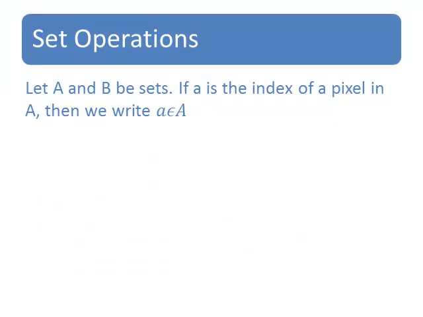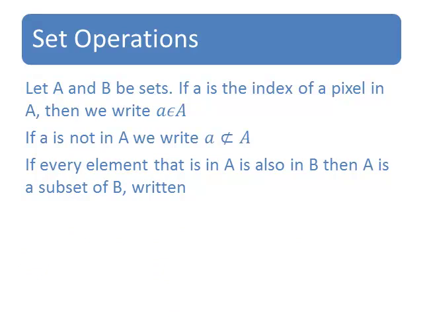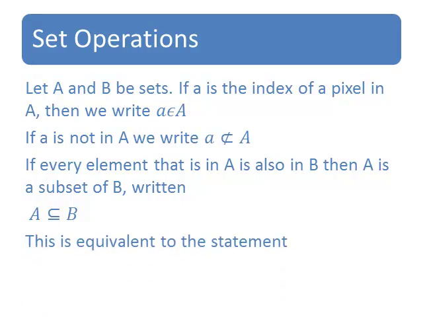Set operations. Let A and B be sets. If a is the index of a pixel in A, then we write a belongs to A. If a is not in A, then we write a does not belong to capital A. If every element that is in A is also in B, then A is a subset of B, written A ⊂ B. This is equivalent to the statement a belongs to A is equivalent to a belongs to B if A is a subset of B.